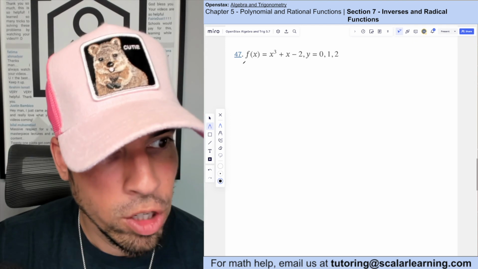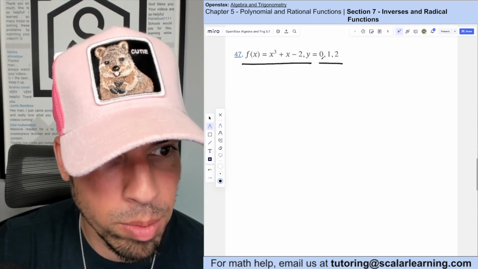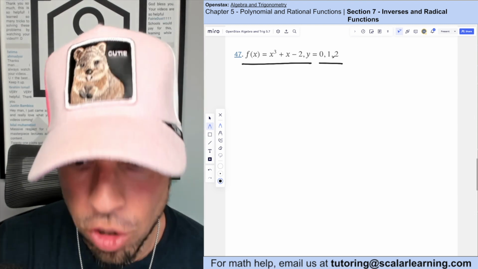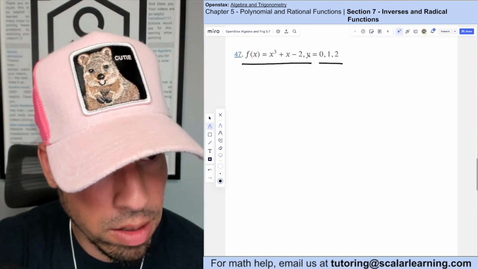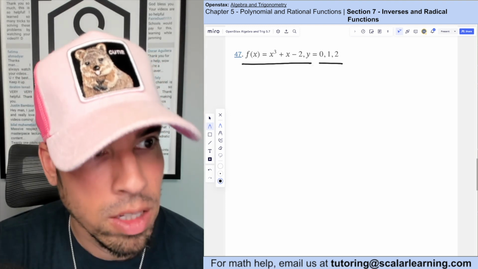So what we're going to do here is we're going to graph this using Desmos, and then we're going to look at these 3 points when y equals 0, 1, and 2. And that's going to be for the inverse function, right? And so we're going to have to find the corresponding x value. So first, let's graph this out.